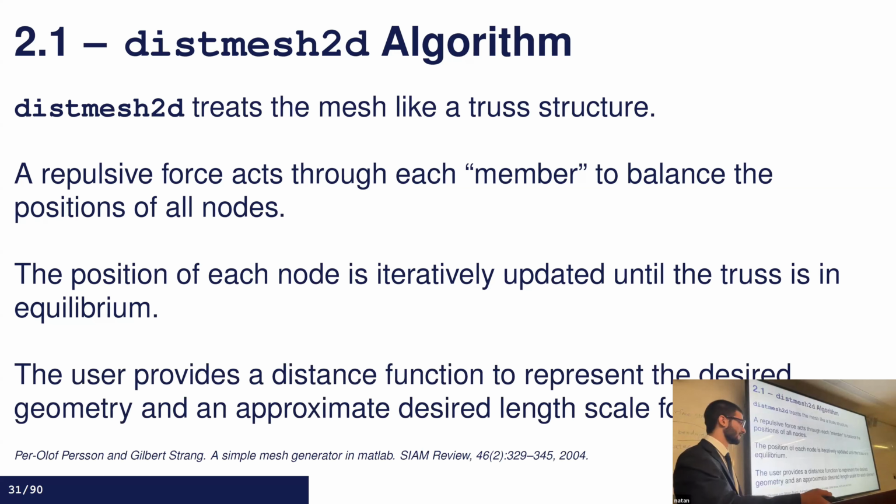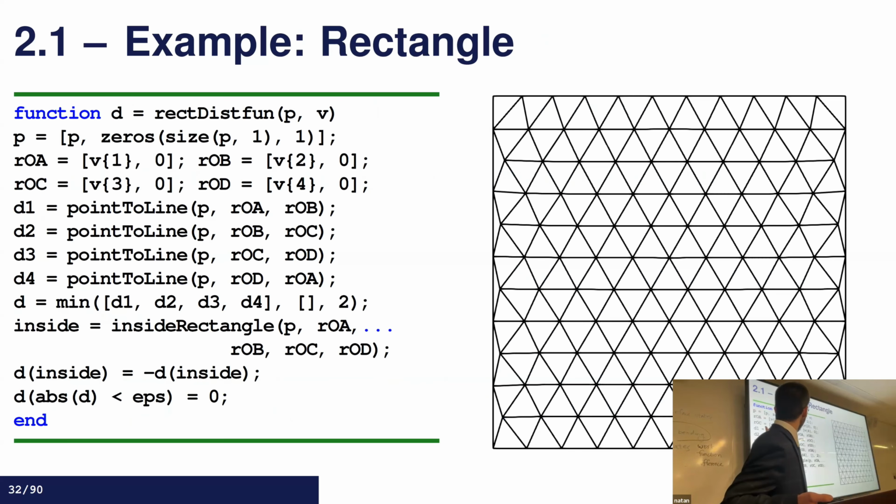The user gives it a signed distance function to represent your geometry. That can be a square, that can be a circle, that can be any other shape that you would like, and then a length to define how big the mesh should actually be. So an example, this is a distance function for a rectangle with some other nested functions. There's an example mesh. As we can see, it's not perfect. There are some pretty skew elements on the boundary there. That can be tuned a little bit with parameters inside of the solver, but there's a good example of one.